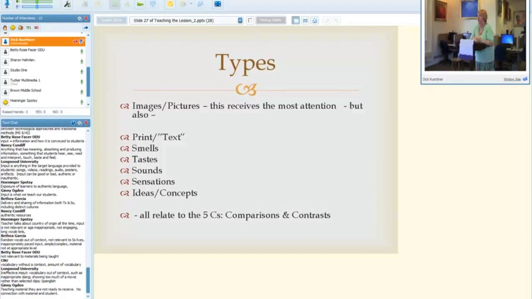Could be smells, could be tastes, sounds, sensations, even ideas and concepts.